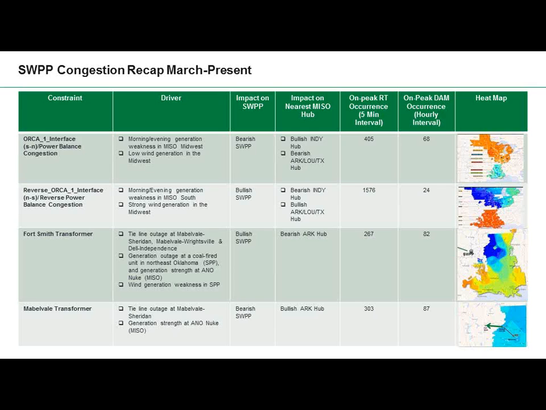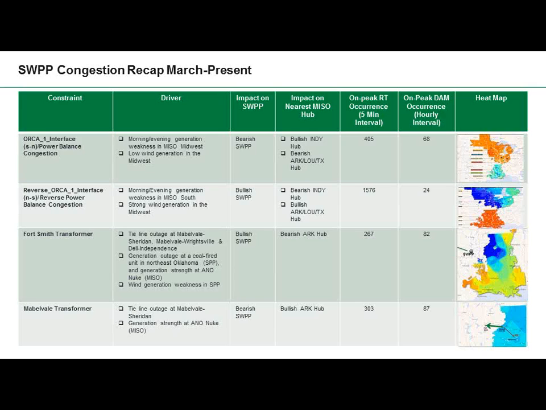Next, let's look at the reverse ORCA. This is the opposite of the ORCA. This is flowing from the north into the south. It's also named the reverse power balance congestion after the introduction of the sub-regional constraint. The driver is the opposite of the ORCA: it is due to the morning and evening generation weakness in MISO South.